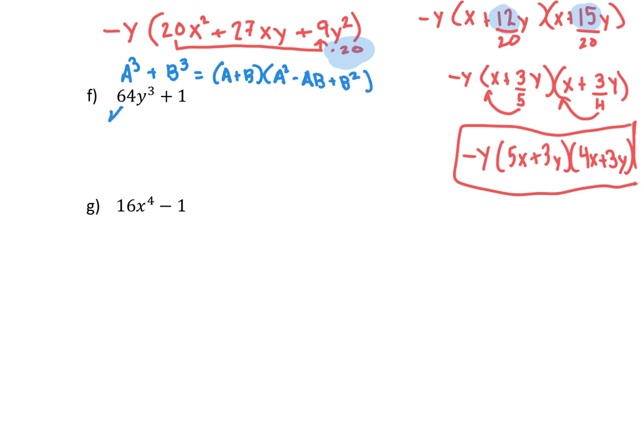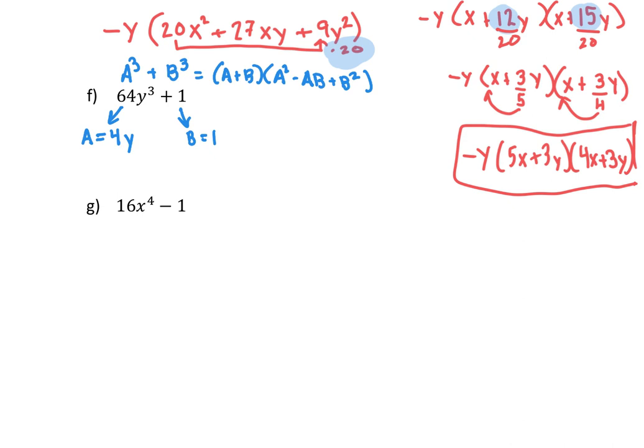So I like to find my a's and my b's first. If I can do that, then this problem is smooth sailing after that. So what cubed gives me 64? That would be 4. And what cubed gives me y cubed? That's just y. And b is 1. So now we have our a and our b.